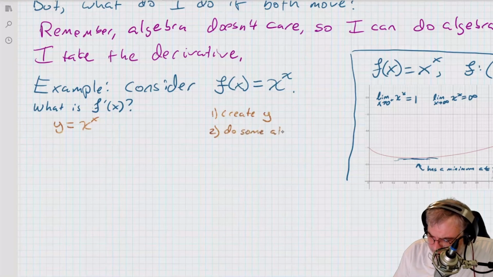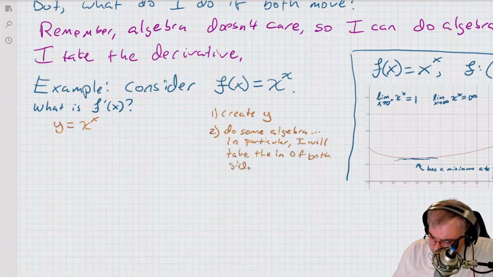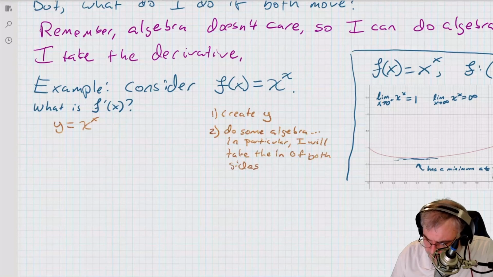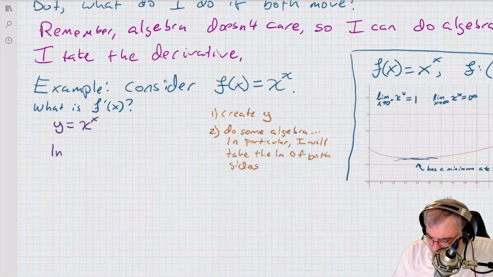In particular, I will take the log of both sides. Okay, so what I'm going to wind up with is the following. I'm going to do ln of y equals ln of x to the x.